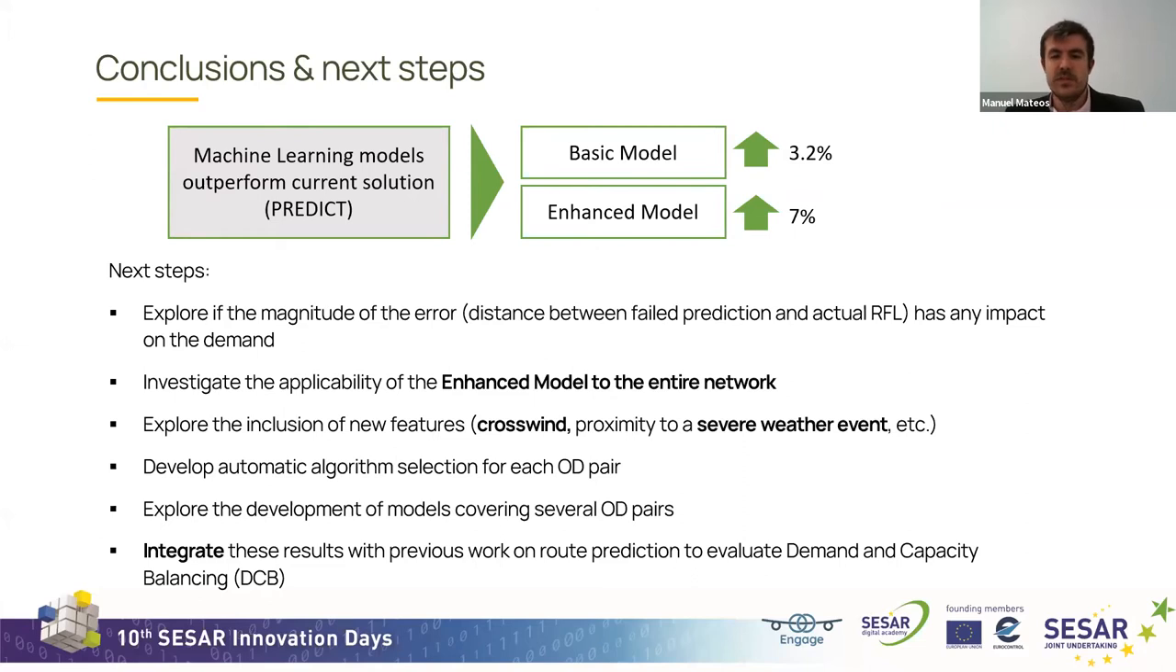So, for example, if it makes no sense to use the enhanced model, it selects the basic one. But also explore the possibility to incorporate several OD pairs into a single model. And finally, we want to integrate these results with some previous work that we have done on route prediction and evaluate the demand and capacity balance.